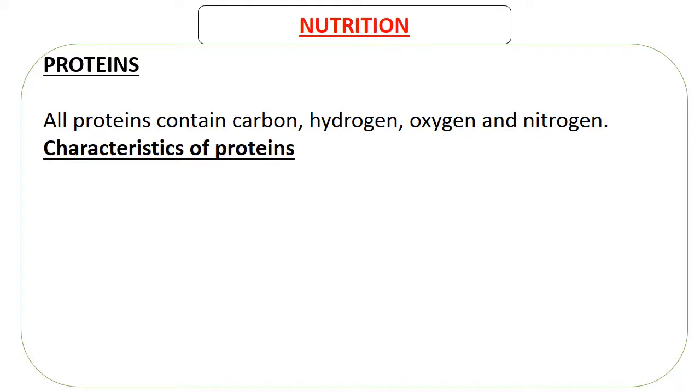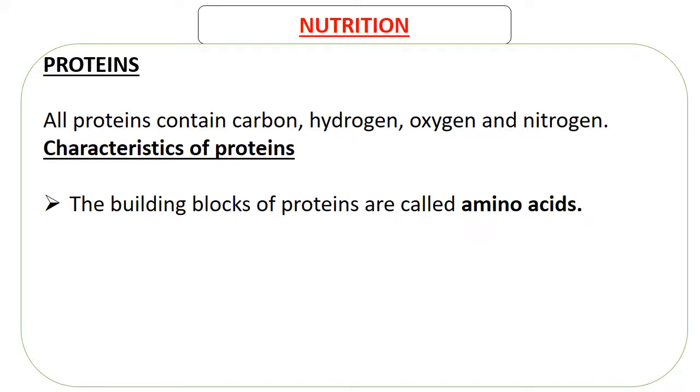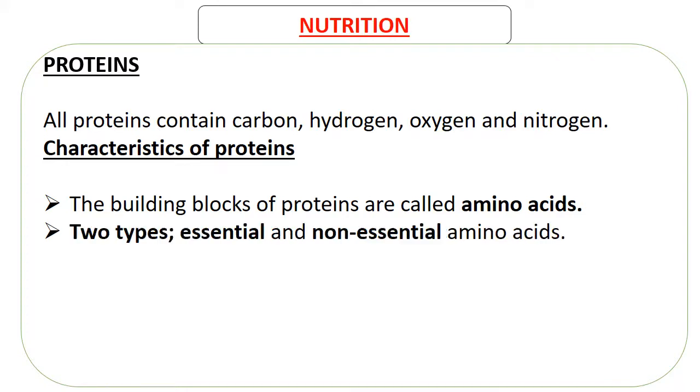What are the characteristics of proteins? The building blocks of proteins are called amino acids. Remember, carbohydrates are made up of simple sugars. Lipids are made up of glycerol and fatty acids, while proteins are made up of amino acids. There are basically two types of amino acids. The first are called essential amino acids, and the second are called non-essential amino acids.